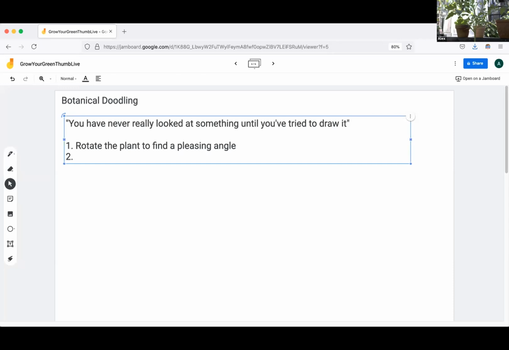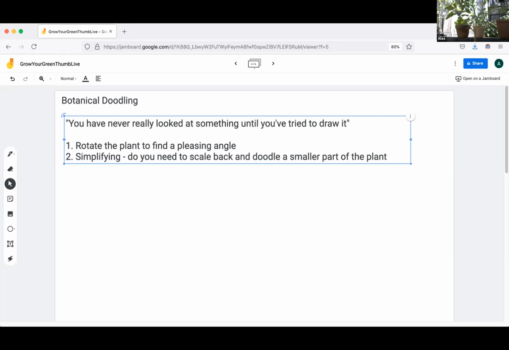Okay, step two. We want to try to analyze it and think about simplifying. So, do we need to scale back and doodle a smaller part of the plant? If you've got a very complicated plant that maybe has multiple stems, for example, you may not want to try all of that in the beginning. You may just want to focus on a small part. You may just want to do, for example, one stem or even just one leaf. Okay, so you can look and simplify.